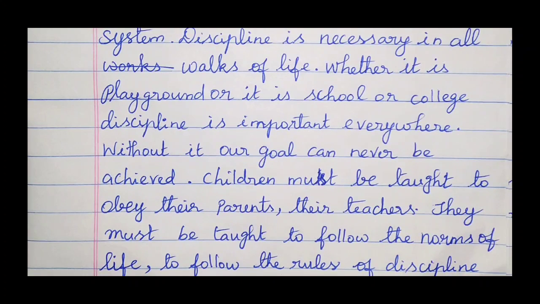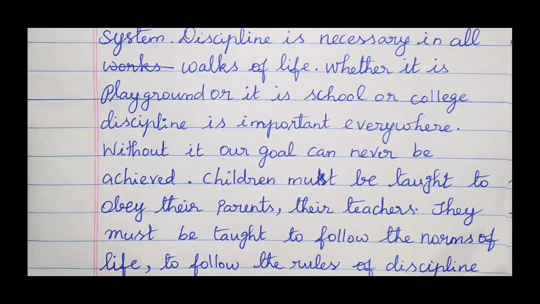Children must be taught to obey their parents and their teachers. So I'll repeat, children, whether it is playground or school or college, discipline is very important everywhere. Without it, our goal can never be achieved. Children must be taught to obey their parents and their teachers.